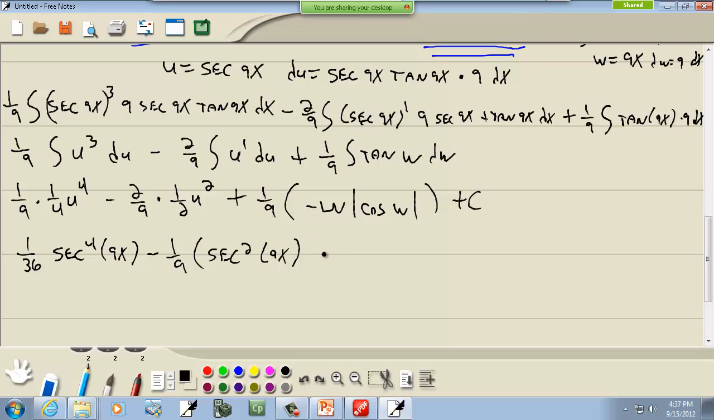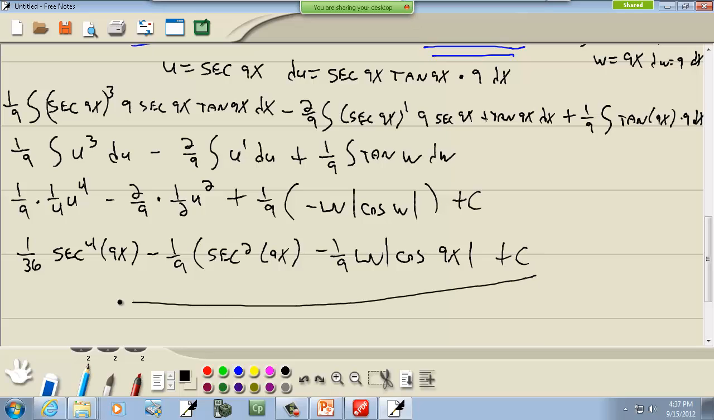The negative goes out in front, so we got negative 1/9 natural log of the absolute value of cosine of 9x, and plus c. And that's our answer.